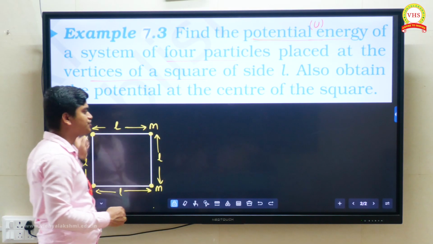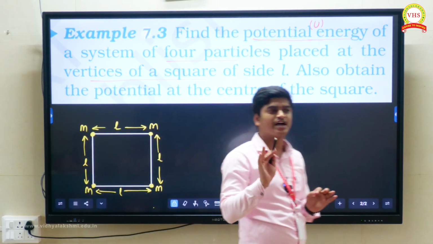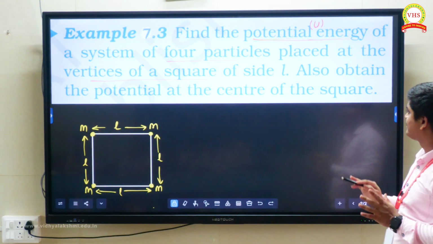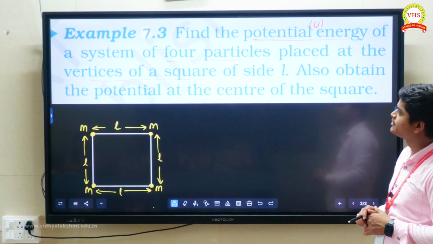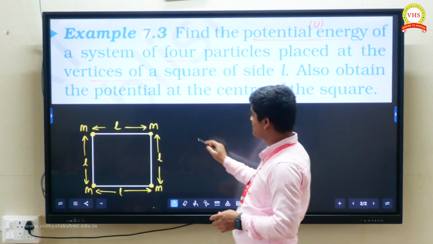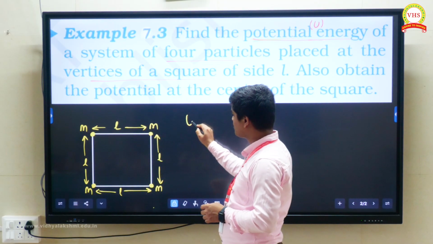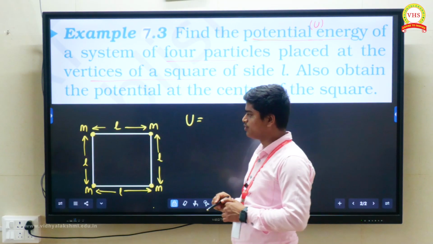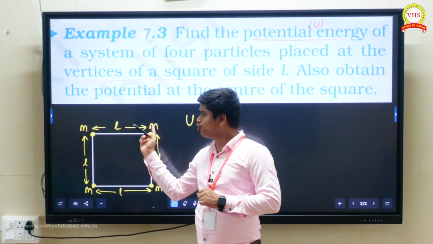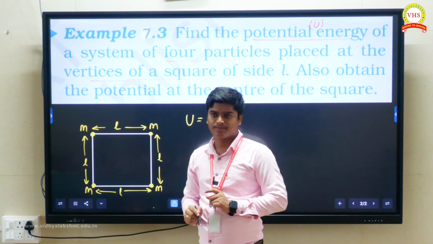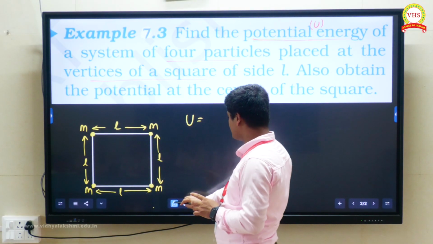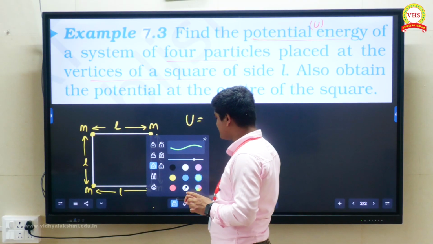Now for this system, what is the gravitational potential energy? Actually, potential energy means gravitational potential energy that you have to find. 4 masses are there. If I want to find gravitational potential energy U, what do I have to do? I have to consider 2 masses at a time. Pairing you have to do.